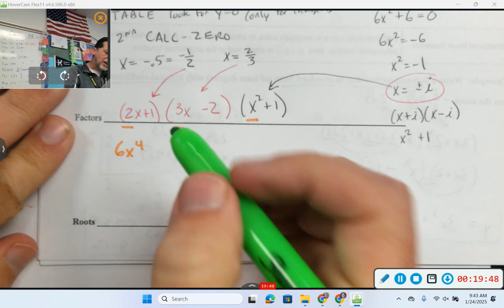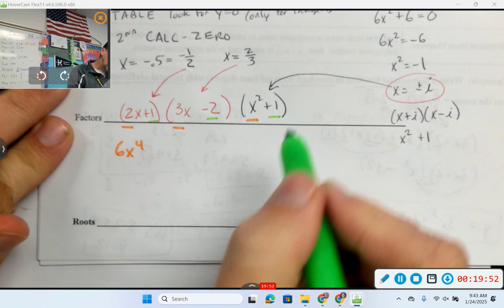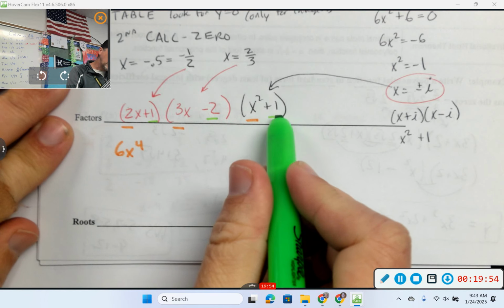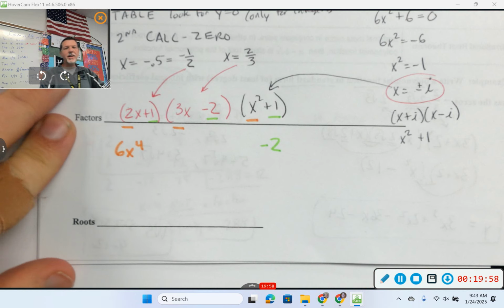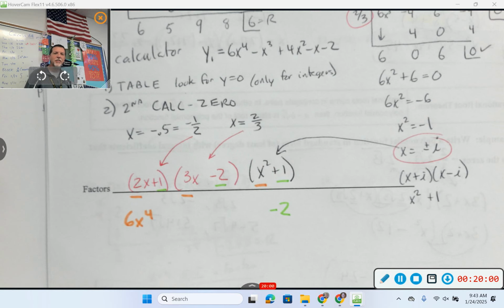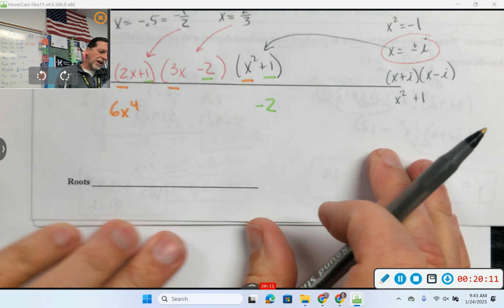That checks out. And then multiply all the last terms. 1 times negative 2 times 1 would be negative 2. So I didn't check the whole thing, but at least the first and last term check out. So it's like a medium check. Not perfect, but it's really quick and really easy. So I feel pretty good about that for my factors.